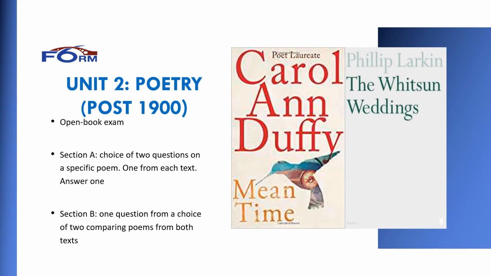In Section A, you will have a choice of 2 questions on 1 specific poem, 1 from each of the texts. And then in Section B, you need to show all of your knowledge of all the poems, and you will answer 1 question from a choice comparing 2 of the poems from both of the texts. Section B is worth 80 marks and Section A is worth 40 marks. Again, this is a 2-hour exam.